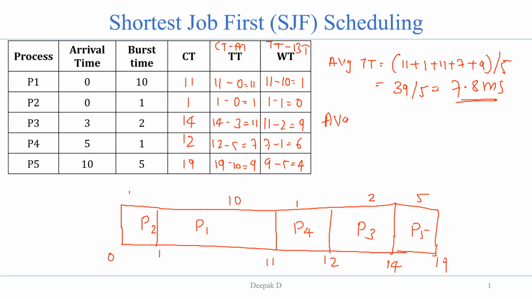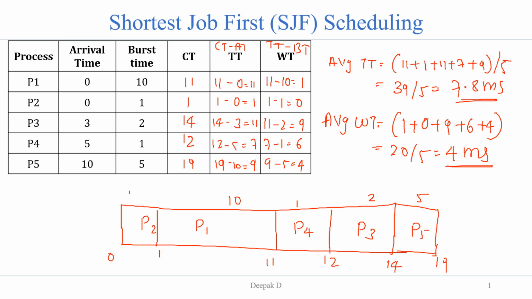Then what is your average waiting time? Now it is 1 plus 0 plus 9 plus 6 plus 4, it is 20 divided by 5, now it is 4 millisecond. So this is how we solve the problem with respect to shortest job first scheduling.